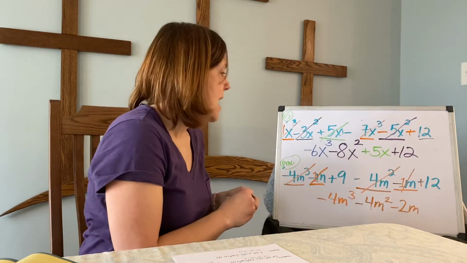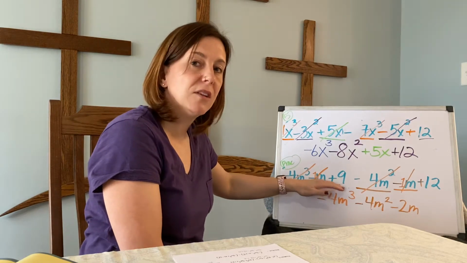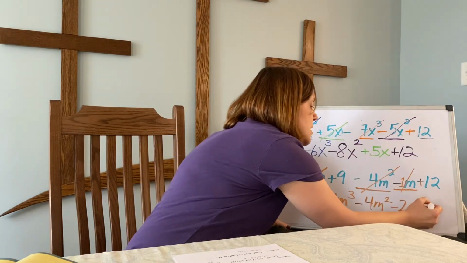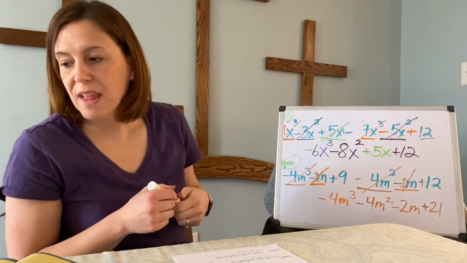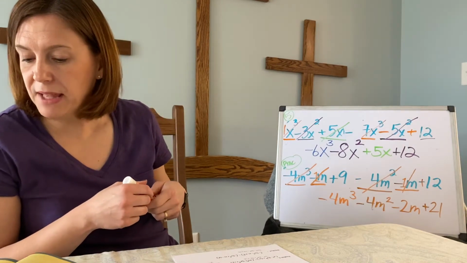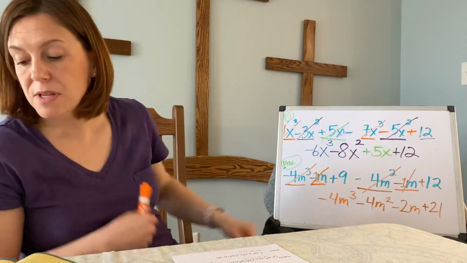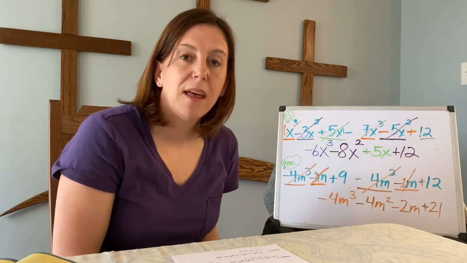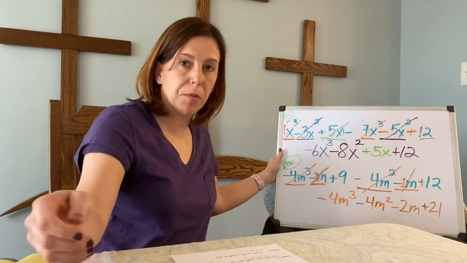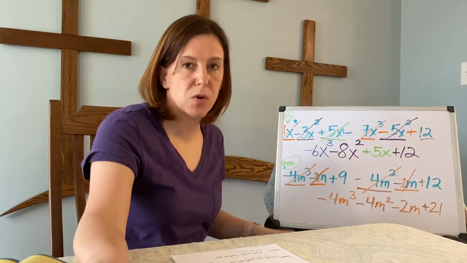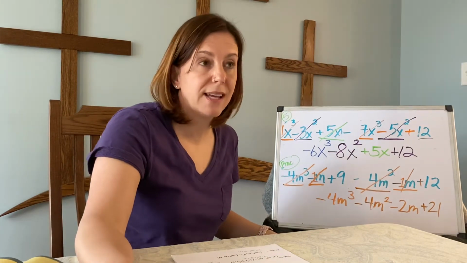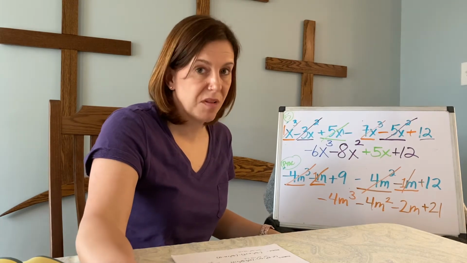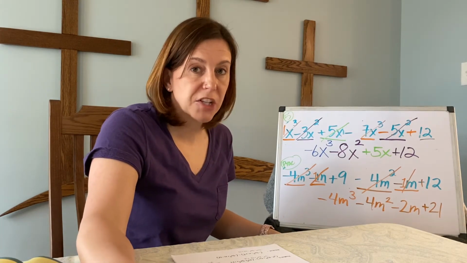Then I look at my remaining component, it's just my numbers. I have a positive 9 plus a 12 gives me positive 21. So my answer for this problem is negative 4m cubed minus 4m squared minus 2m plus 21. Again, written in standard form means descending order of exponents. When you do these problems on Khan Academy, they will ask for your answers to be in standard form. That's what it means, descending order of exponents.